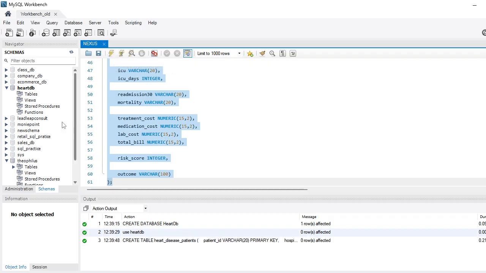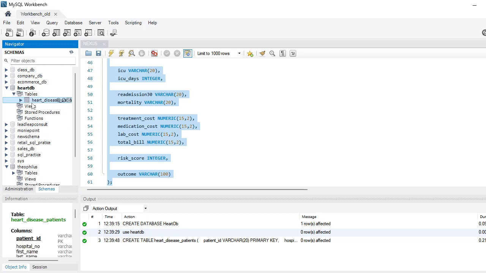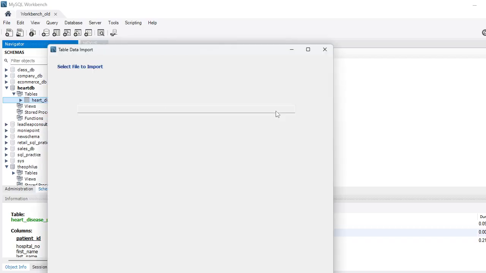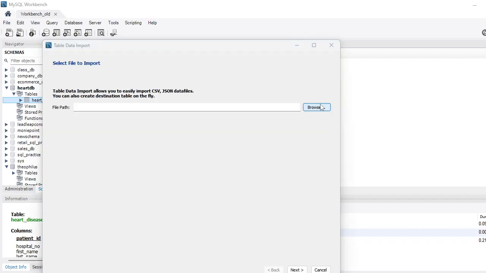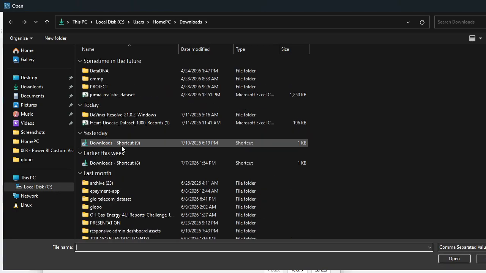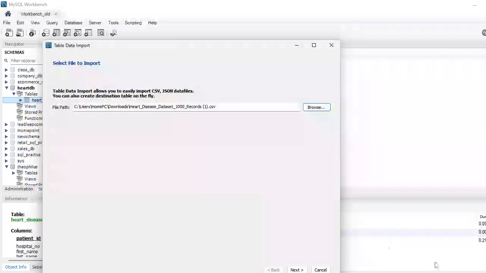So run this one now, and the table will be created. When you come here into the tables and refresh, the table has come up here, and you can import the dataset. Click on browse and import the dataset, the heart disease record. I think this is the data.